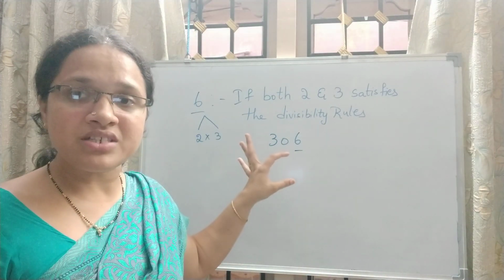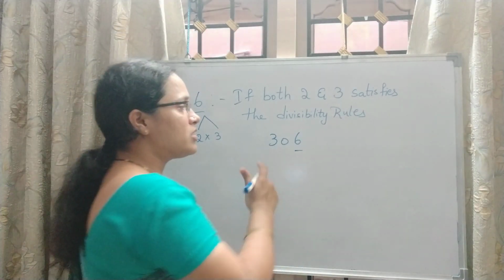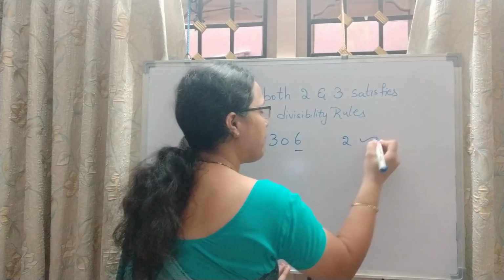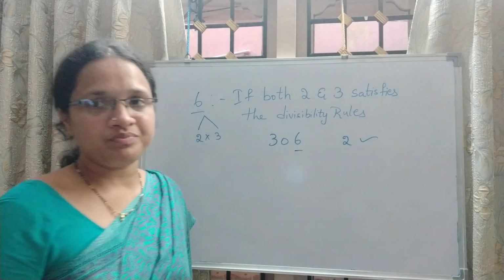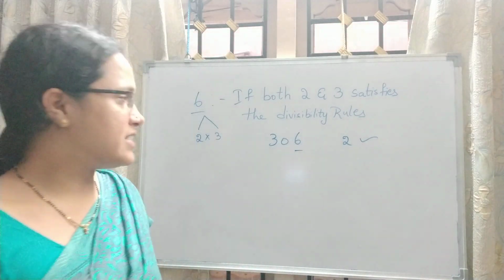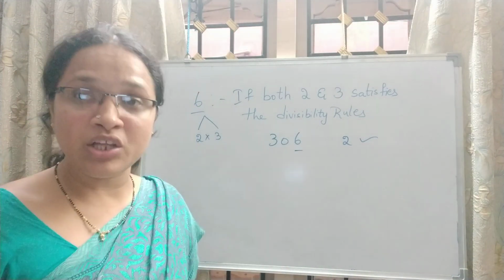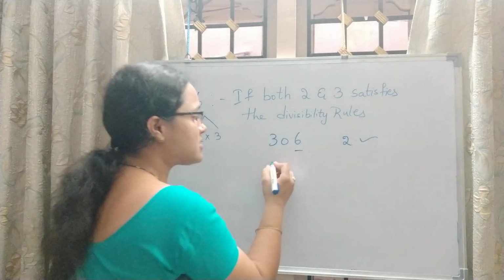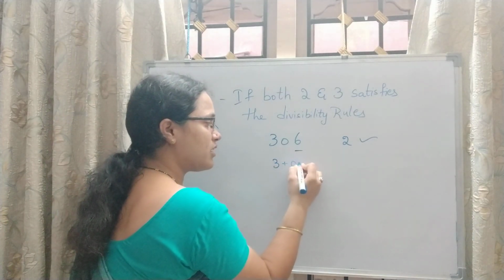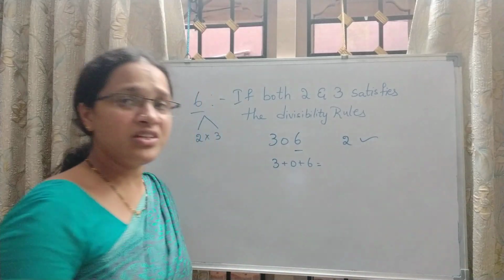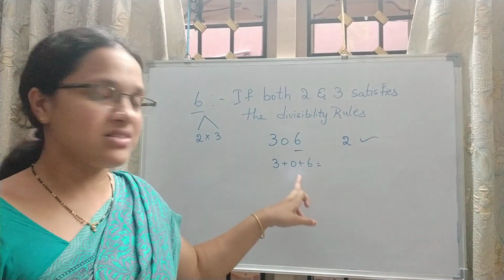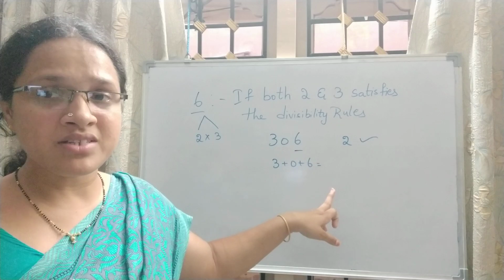So if this is present, it means that it is divisible by 2. So this number satisfies the divisibility rule of 2. Is that clear? Yes. Now it should satisfy the divisibility rule of 3 also. That means the sum of the digits. What is the sum of the digits here? 3 plus 0 plus 6. Can you tell me the sum?